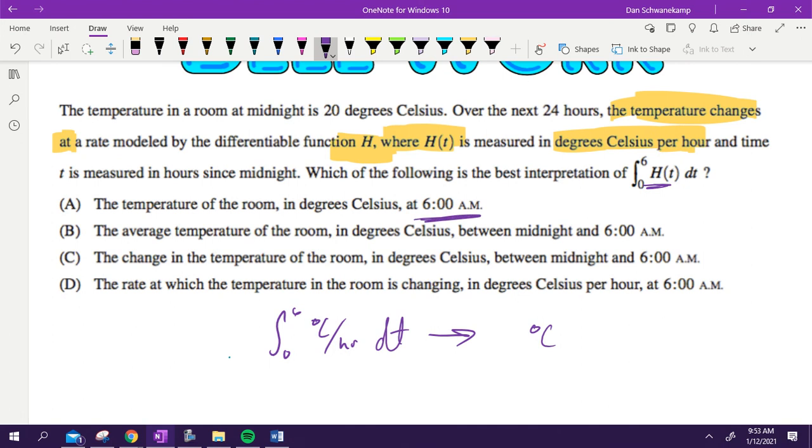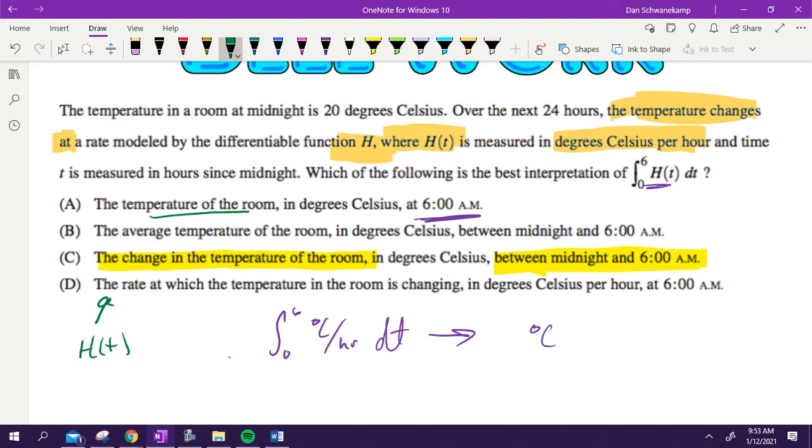When I integrate, the whole idea with integration is that it is going to tell you the change of the temperature in the room in degrees Celsius between two bits of information. If I'm integrating, it's telling you a change over time. That is the change in the temperature of the room over time. The rate at which it's changing, no, that's h of t. This thing right here would just be h of t.